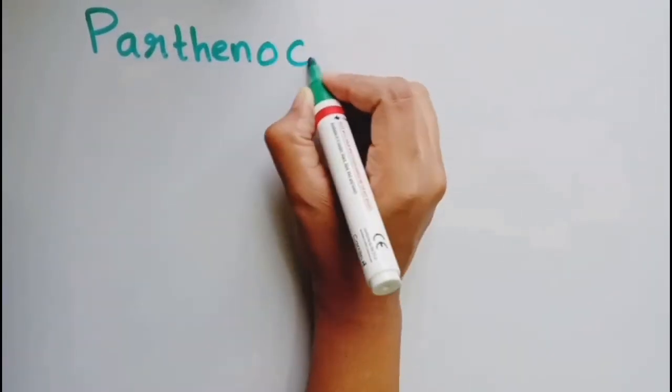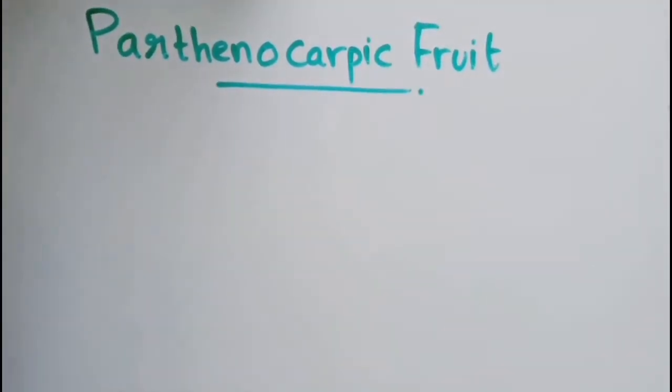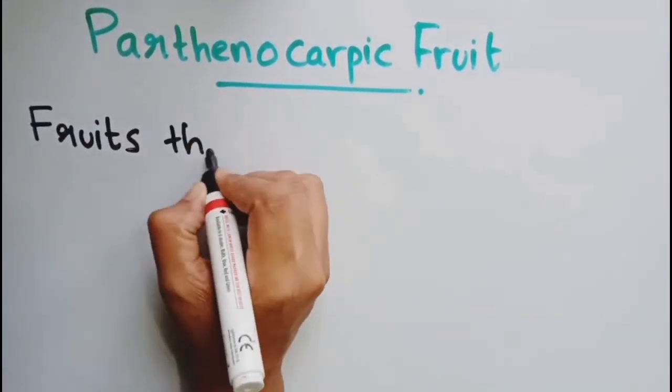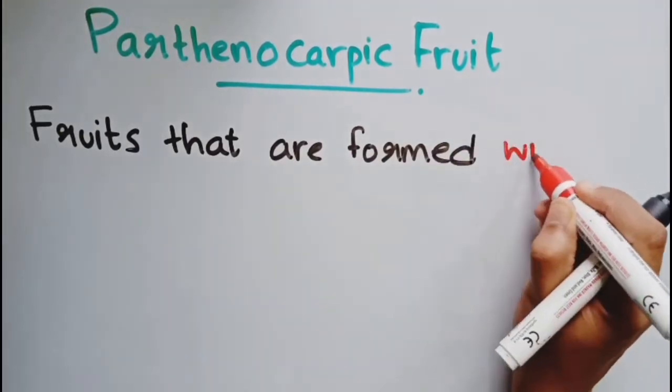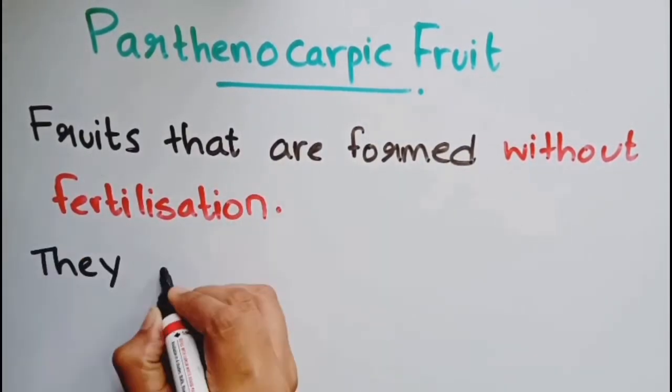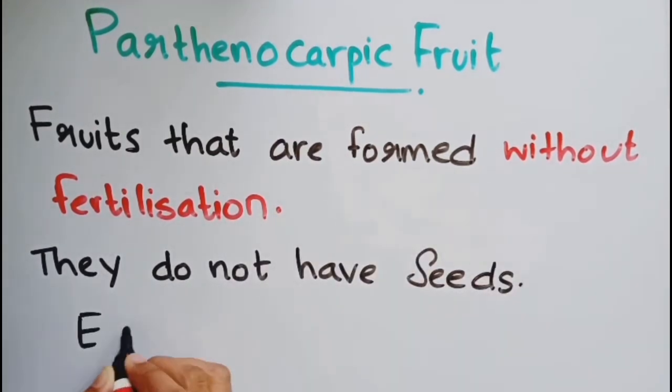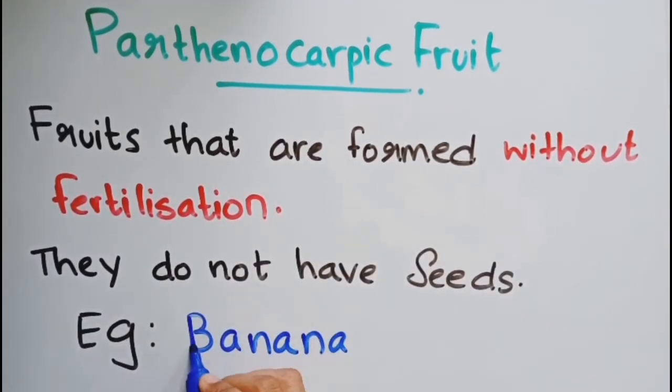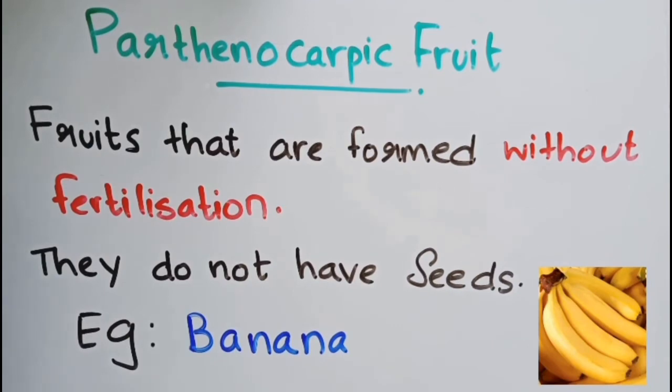We have learned about true fruits and false fruits. Now let's learn about parthenocarpic fruit. Fruits that are formed without fertilization are termed parthenocarpic fruits. They do not have seeds. Example, banana. So banana doesn't have seeds.